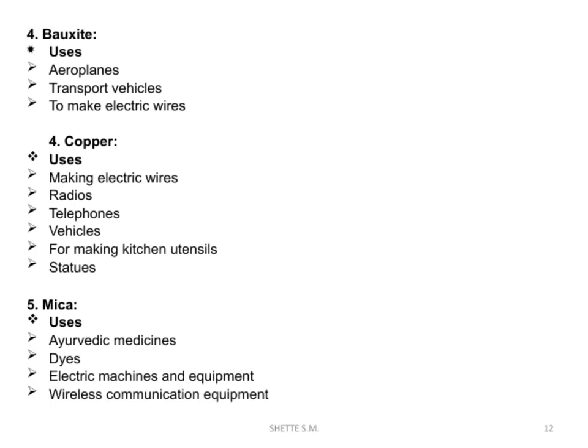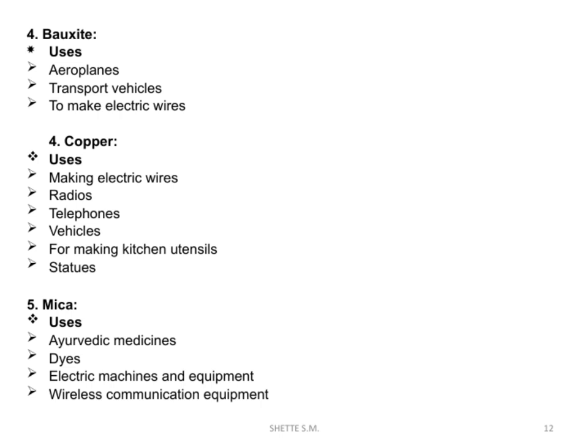First up is bauxite. This mineral is primarily used in the manufacturing of aeroplanes, transport vehicles, and electric wires. You see, bauxite is rich in aluminum, which is lightweight and strong, making it ideal for these applications.